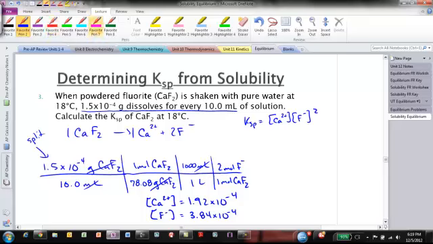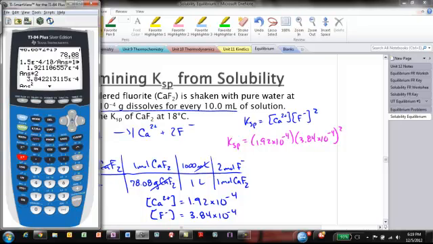Then once you have those, now you're just plugging them in. So Ksp is going to be equal to 1.92 times 10 to the negative 4th times 3.84 times 10 to the negative 4th squared. So we square our F negative and multiply it by 1.92 times 10 to the negative 4th. And we get 2.83 times 10 to the negative 11th.